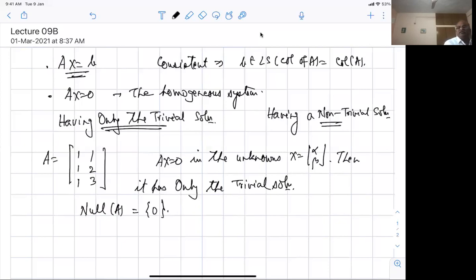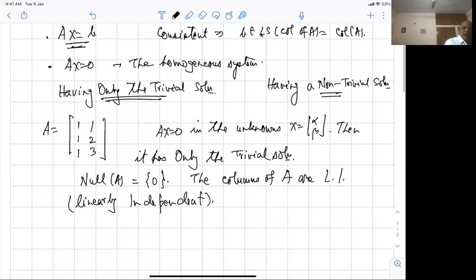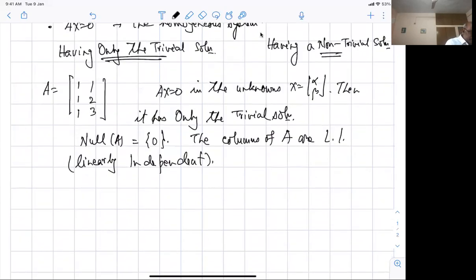Fine. In this case, we say that the columns of A are linearly independent. So what we are saying is linearly independent. Fine. So LI for short, we will be using that. Suppose I take another matrix B, which is 1, 1, 1, 1, 2, 3, and 2, 3, 5. Fine.